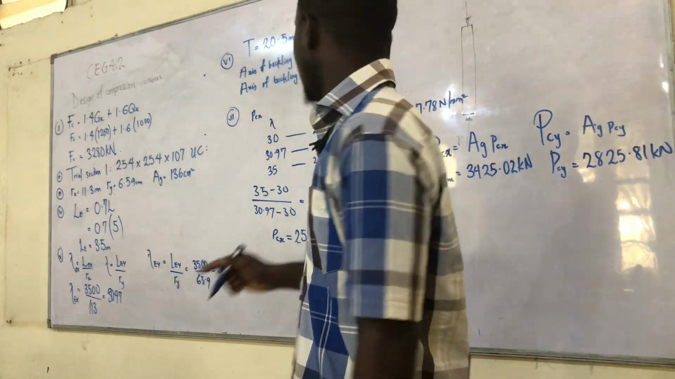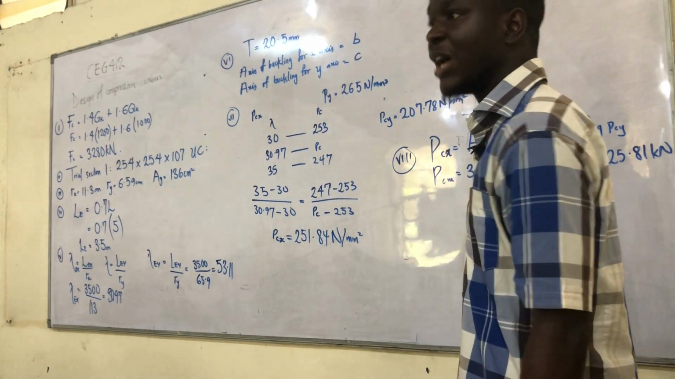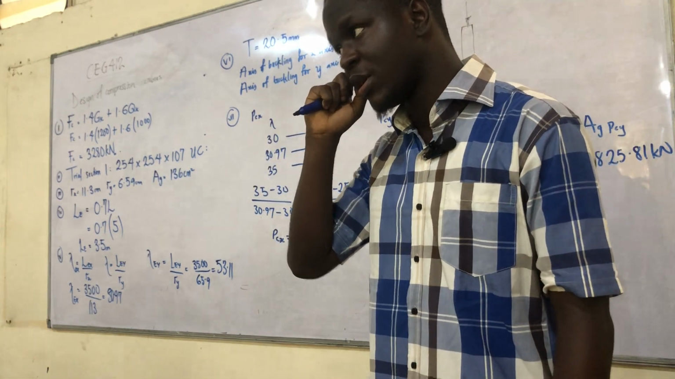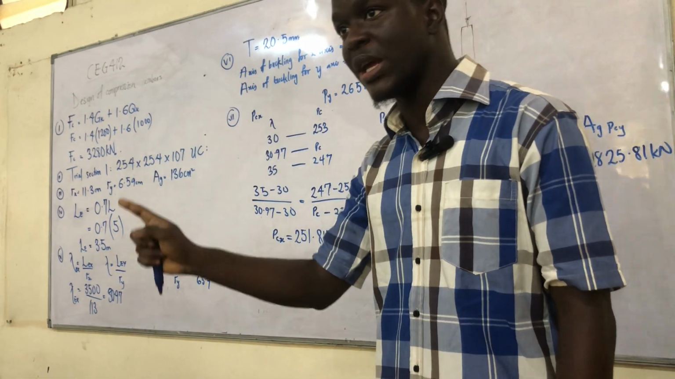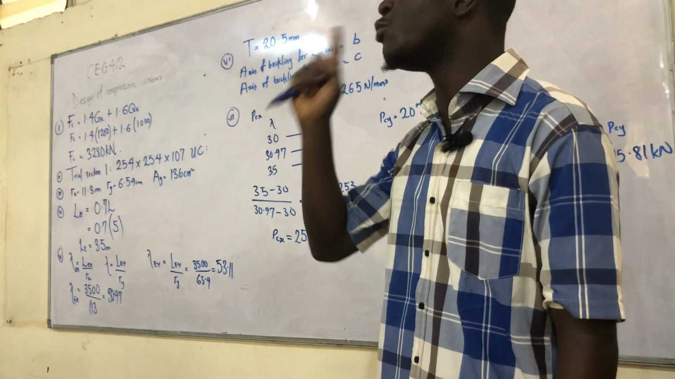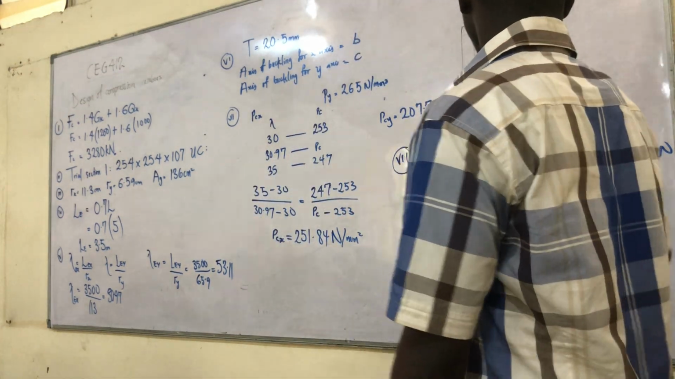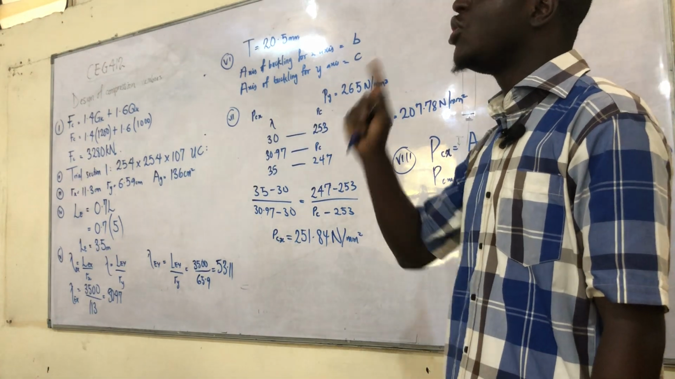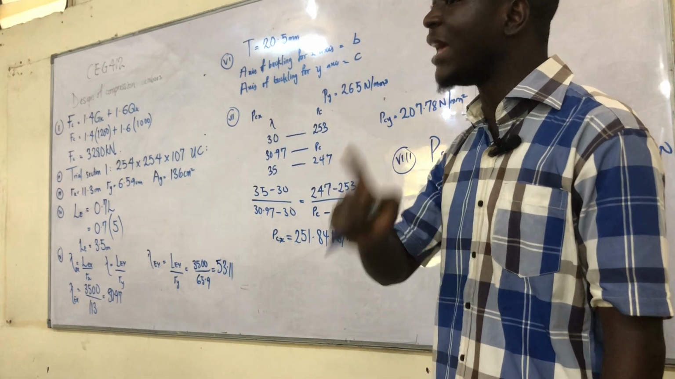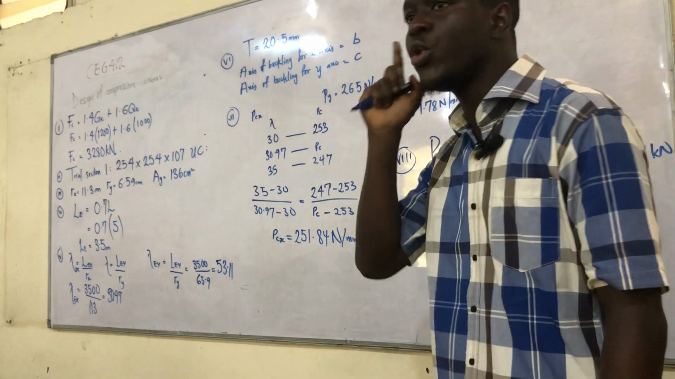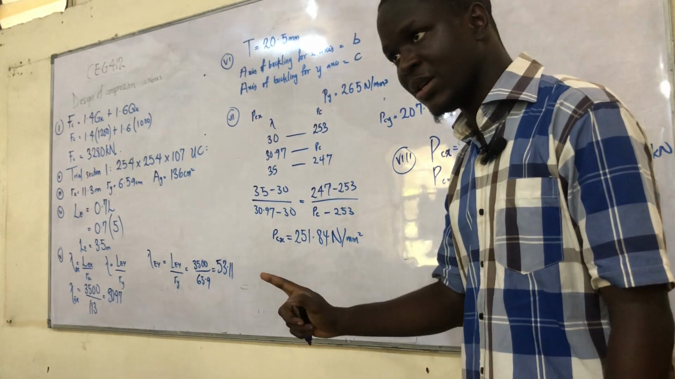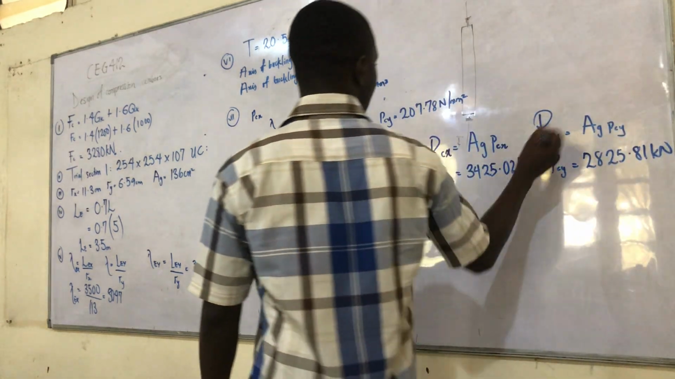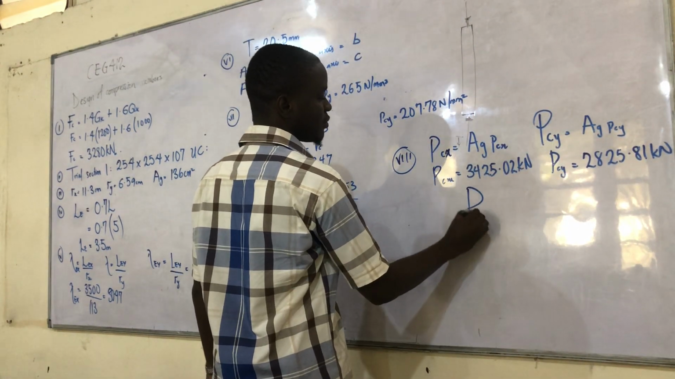Now listen. You have PCX and PCY, but you should only have one PC. Your lesser value will always be your PC. Your lesser value between your PCX and your PCY will always be your PC. Write that down. So what will be our PC? 2825.8.